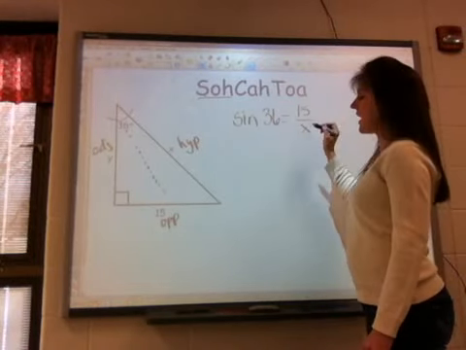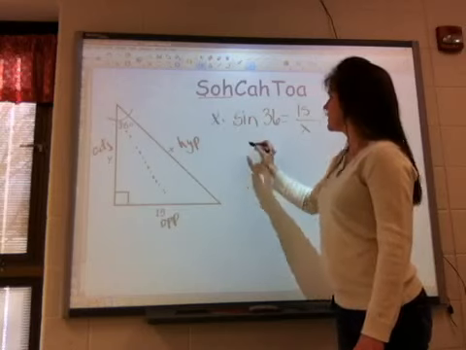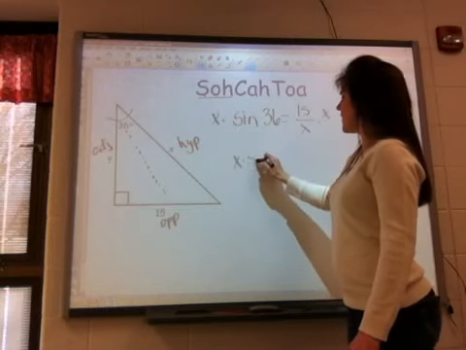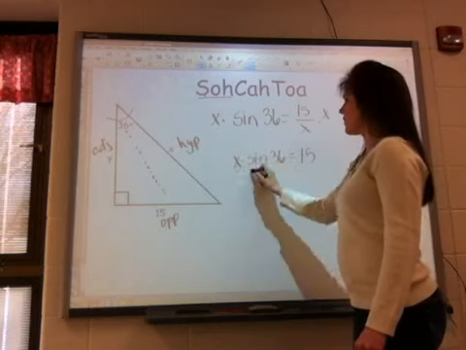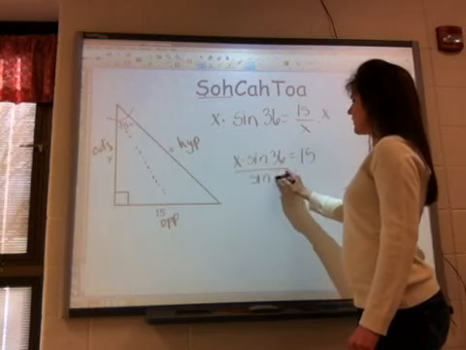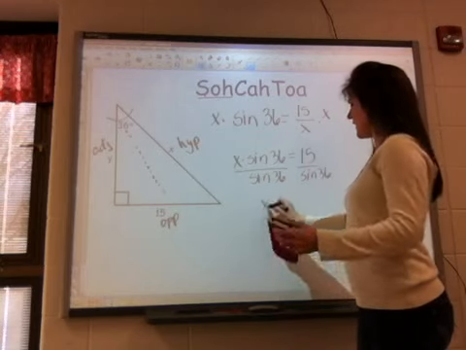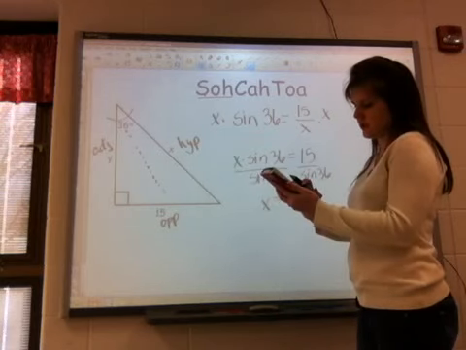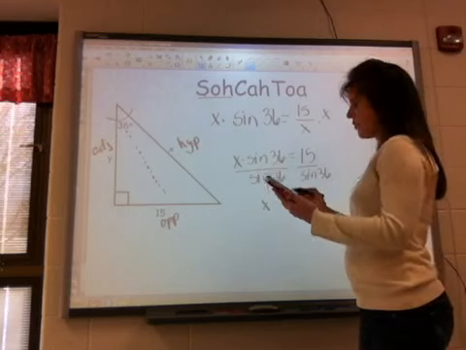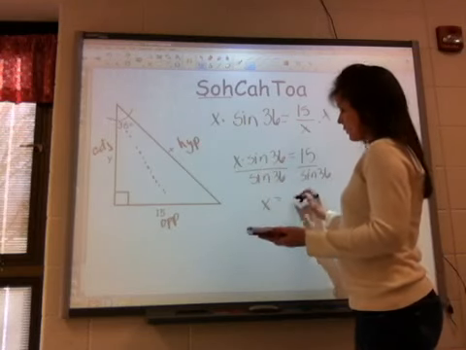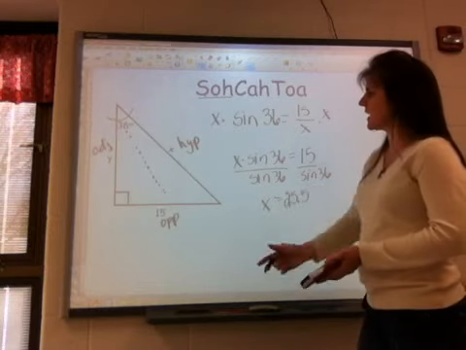Once again, I've got to get that x up out of the denominator. Multiply both sides by x. X times sine 36 equals 15. Divide both sides by sine 36. And x equals 15 divided by sine 36, 25.51. So I'm going to leave it as 25.5. Okay, so that gives me x.